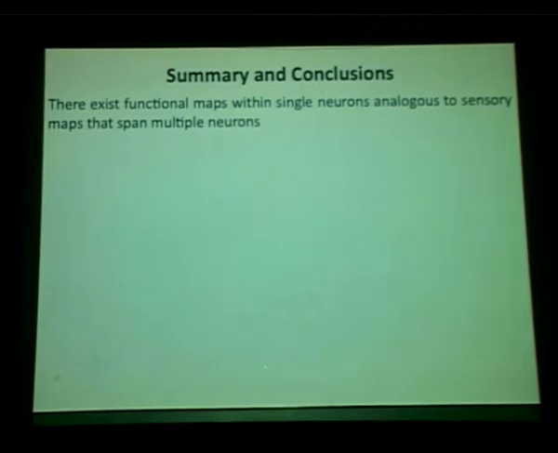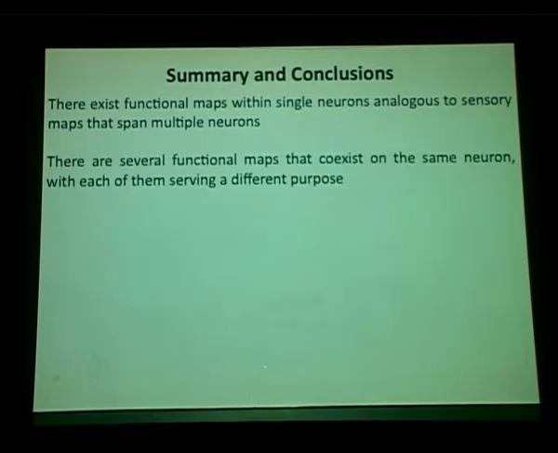So to summarize and conclude, there do exist different functional maps within single neurons which are very analogous to sensory maps that span multiple neurons in the sensory system. Right? There are several functional maps that coexist on the same neuron. So we saw some examples, with each of them serving a different purpose. The idea is to find out how exactly they coexist, how exactly they interact with each other, and what computational power they offer to this system as opposed to a simple passive neuron, which was the Kahalian viewpoint, right?